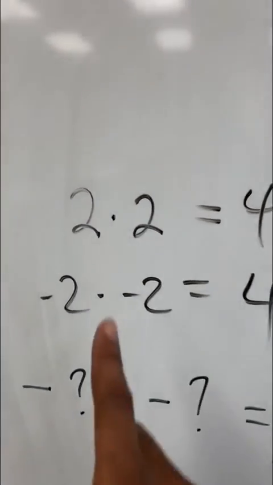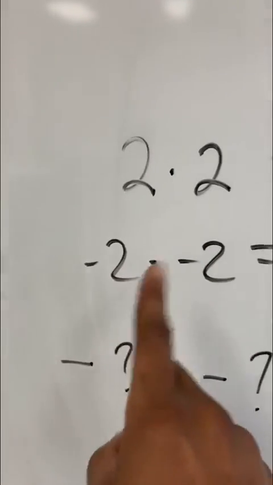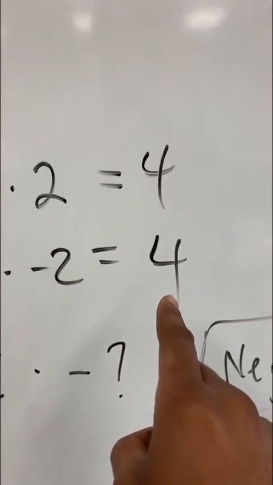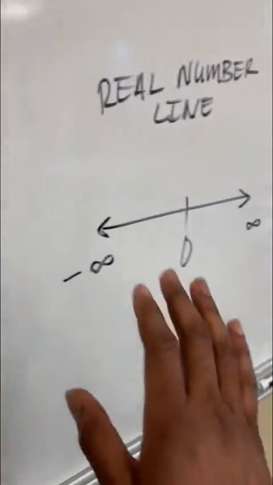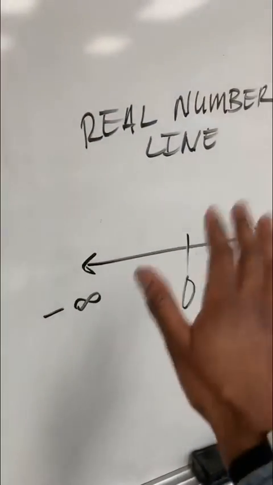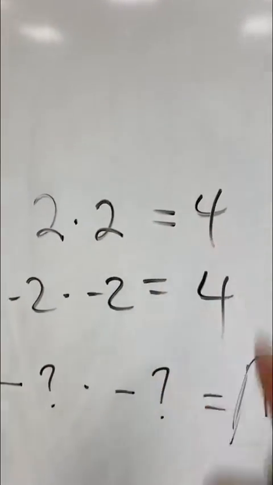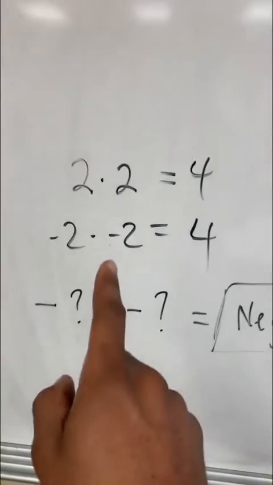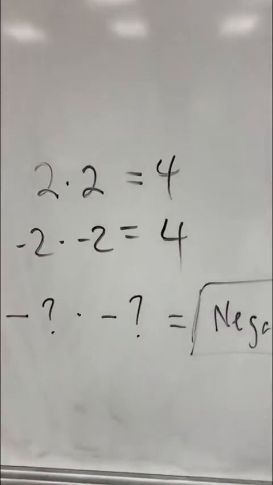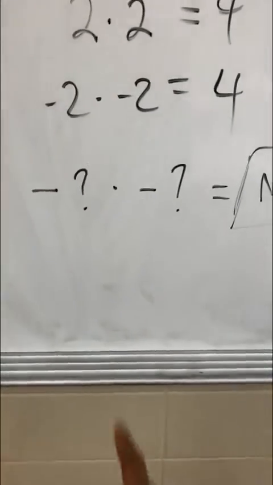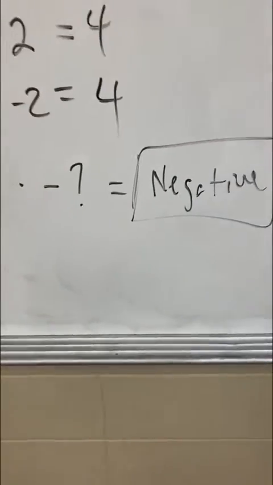So we have 2 times 2 is equal to 4, a positive 4. We have a negative 2 times a negative 2 is equal to a positive 4. This is how real numbers behave. No matter what real number you pick off the number line, if you multiply it times itself, you're going to get a positive result. A positive times a positive is a positive. A negative times a negative is a positive. But how can we get a negative times a negative to equal a negative?